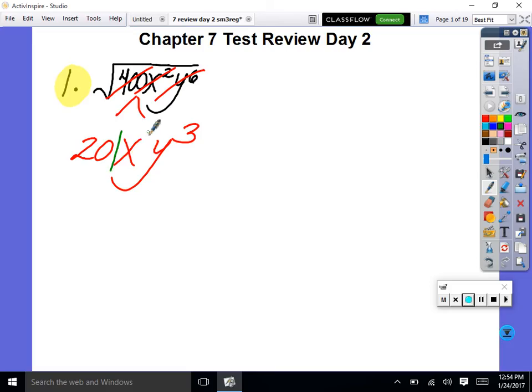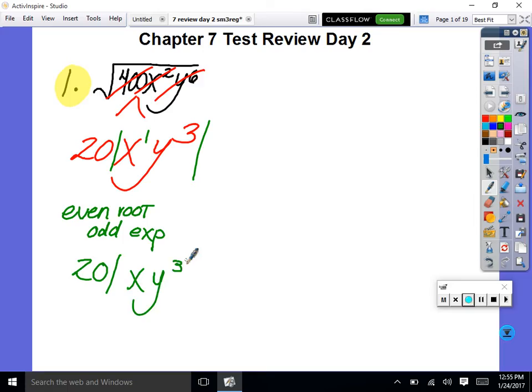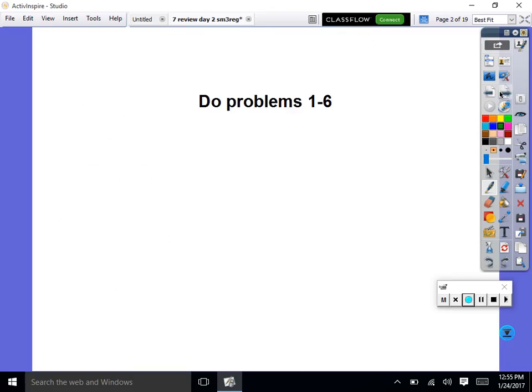Now here's why. So the rule is if you have an even root, right, and then an odd exponent in your answer, then you've got to put it. So 1 and 3 are odd. So our final answer would be 20|xy cubed|. And we can just put the absolute value around both of those like that. Remember doing that, everybody? Okay. Sweet. So do problems 1 through 6. I'm going to give you like a couple minutes. Fly through them.